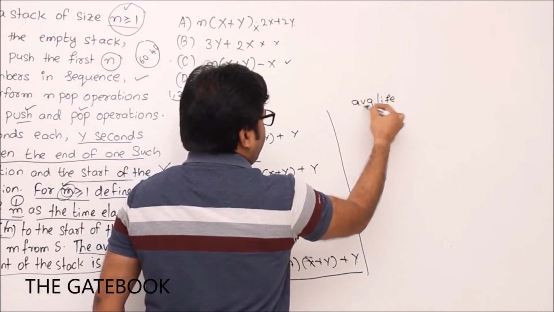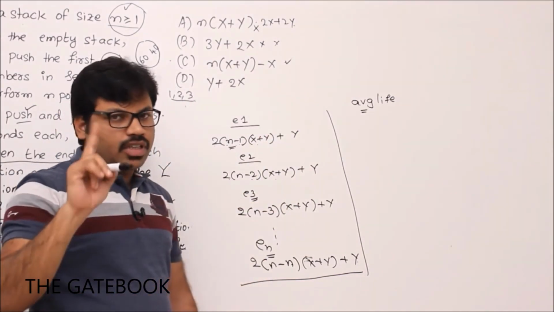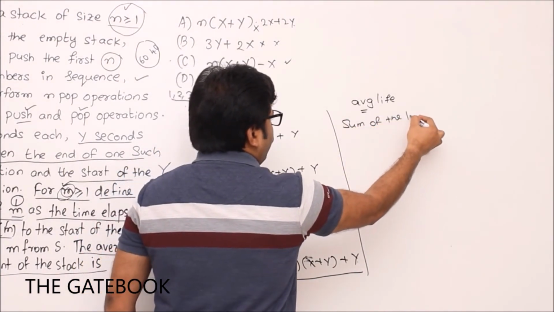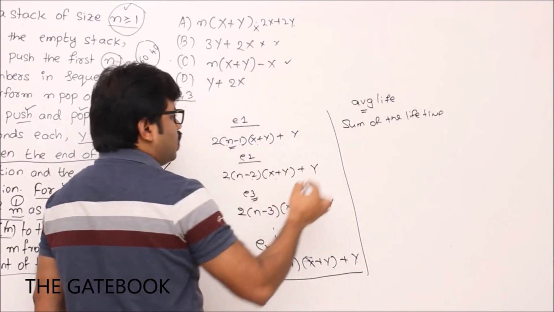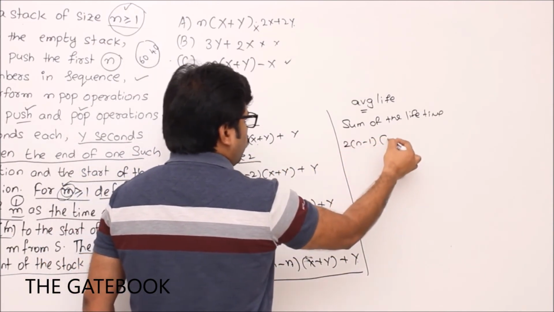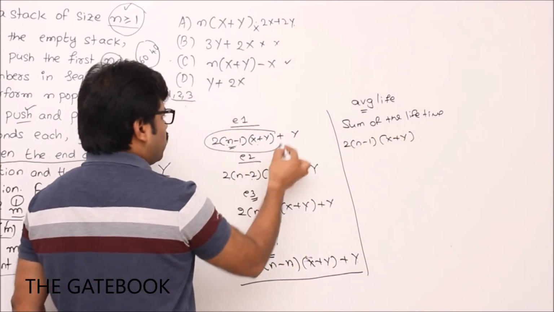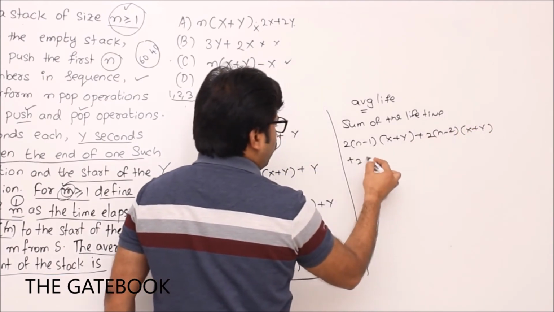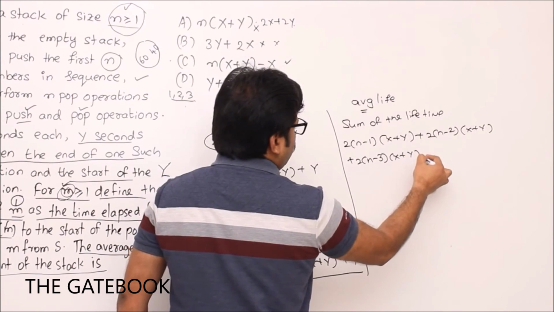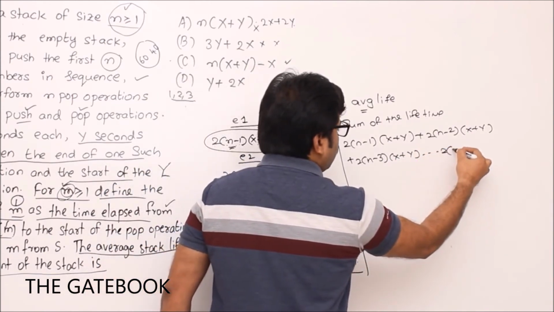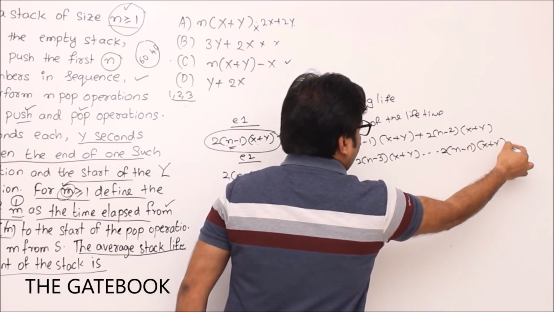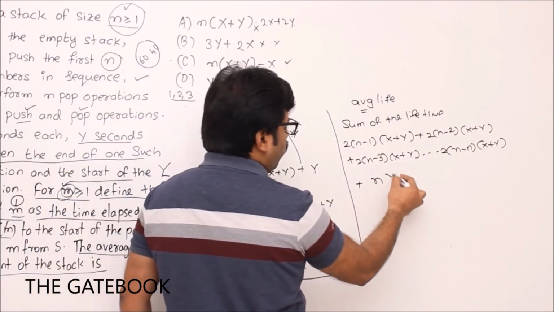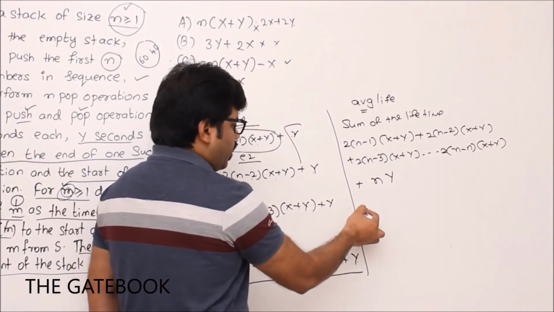So I want to calculate average lifetime. Average lifetime of an element equals the sum of all the lifetimes divided by n. Let me sum first, okay? Sum of the lifetimes equals 2 into n minus 1 into x plus y, let me take this component first, plus 2 into n minus 2 into x plus y, plus 2 into n minus 3 into x plus y, and so on, 2 into n minus n into x plus y. Plus the remaining component: y plus y plus y, for every element there is a y, so the number of y's is n, right? N into y. Let's simplify again.